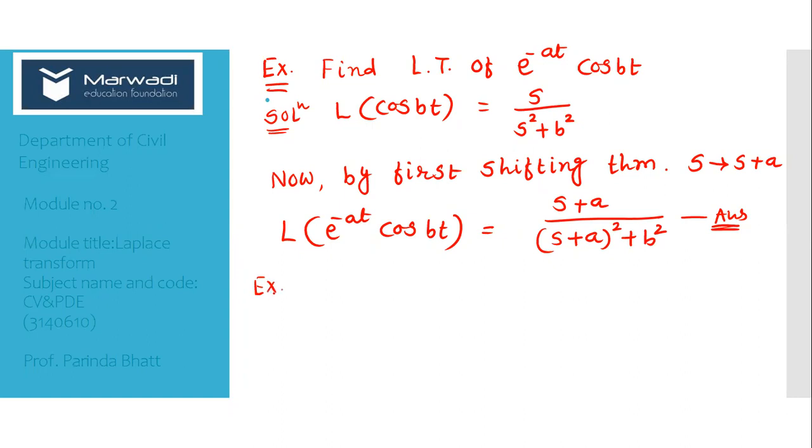Now everyone try yourself. It's not very tough. Find the Laplace transform of e raised to minus 2t into sine 4t plus t square. Everyone do it quickly. First apply the Laplace transform to each and every term inside the bracket, and then after using the first shifting, multiply with e raised to minus 2t.